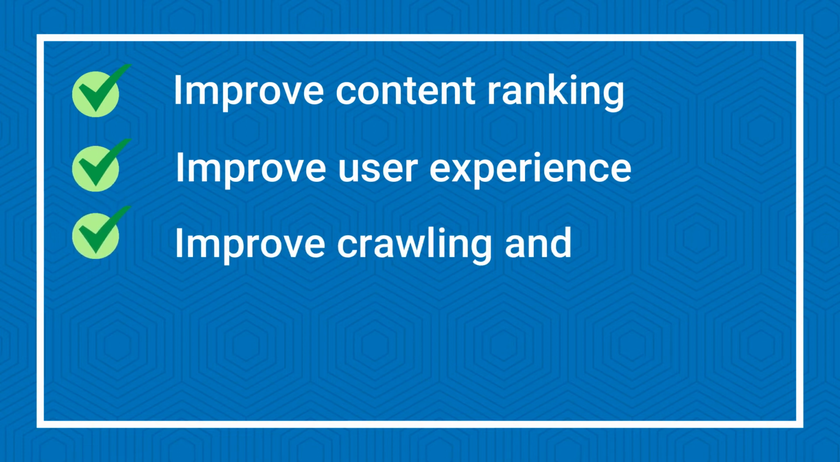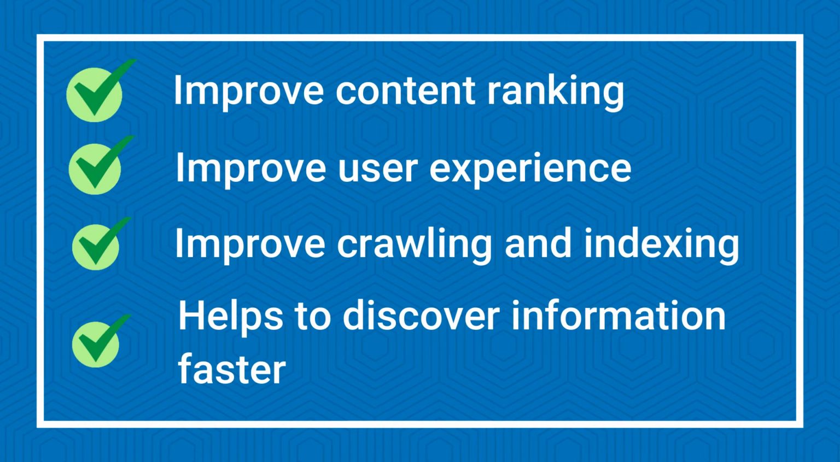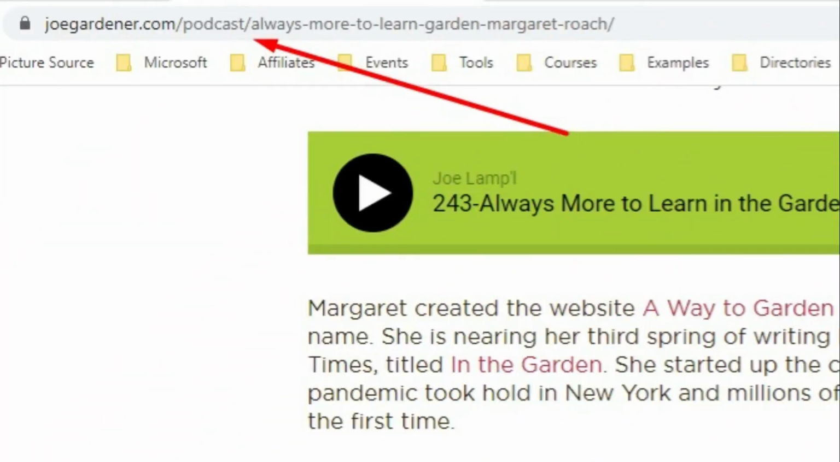It helps search engines to better crawl your website and index all your pages. And it helps your users to discover the information they are looking for faster. Website architecture is an essential part of your search engine optimization, and organizing your content into categories and subcategories is displayed in the URL.